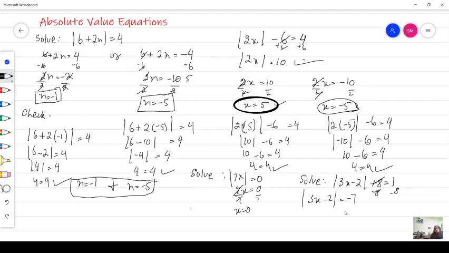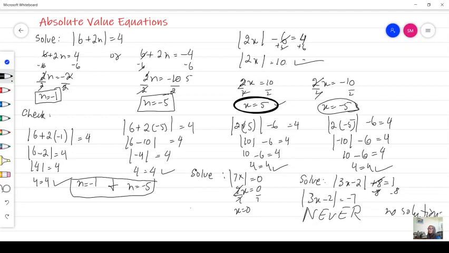This is not true. That doesn't exist. Because we already talked about the absolute being a distance, it can never be negative. So when I have this absolute expression, it cannot be equal negative 7. I cannot go further and solve this. So the absolute of a number is never ever going to be negative. So this equation has no solution.